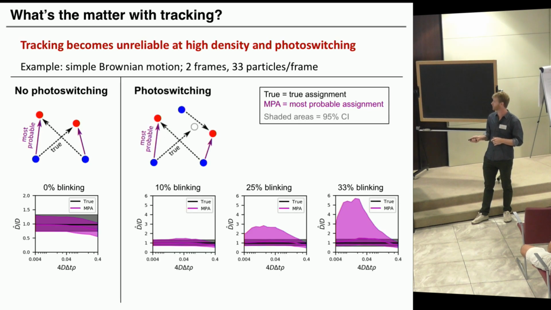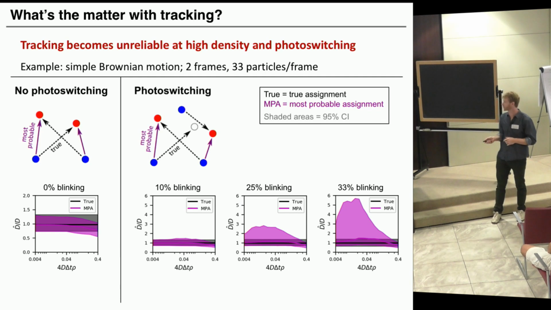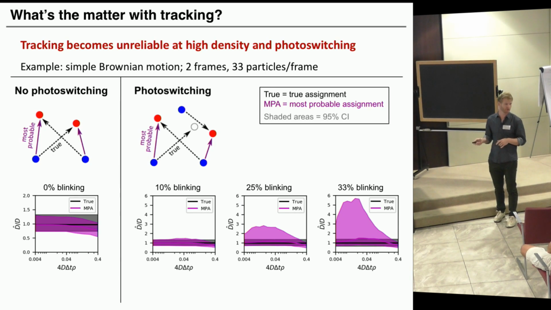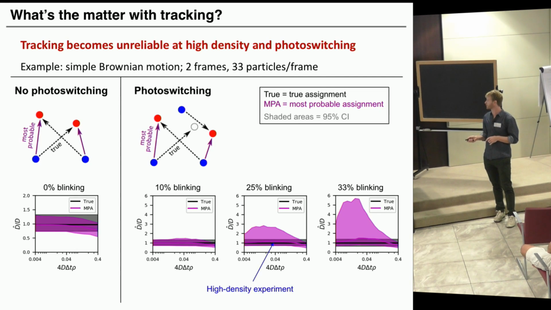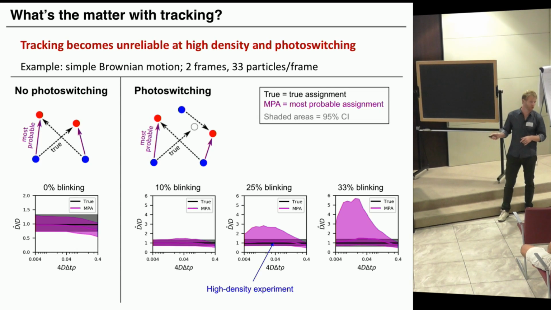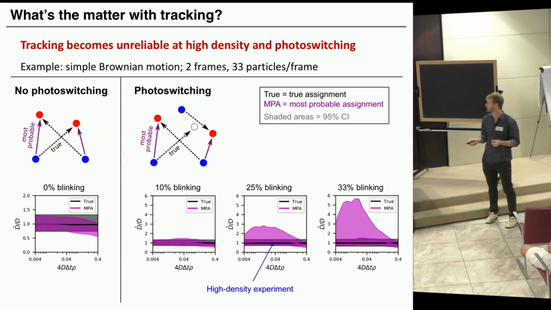Now, when we also add photo switching to the equation, things become more complicated. We have just put everything on the same scale. Especially when we get a lot of blinking, we'll tend to get a lot of mislinking. This causes a really big increase in variability, and also can cause biases in both directions. This is more or less where we are with some of the high density experiments that we got from collaborators. So we do need to take this into account to get more reliable results.